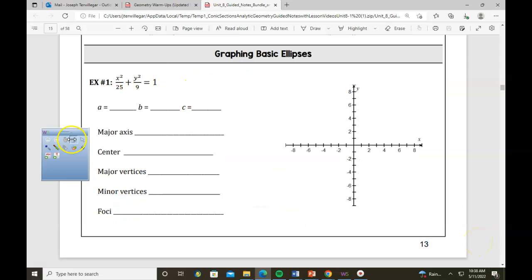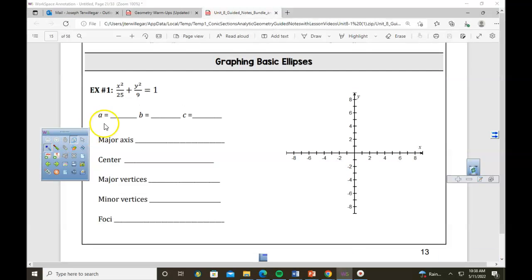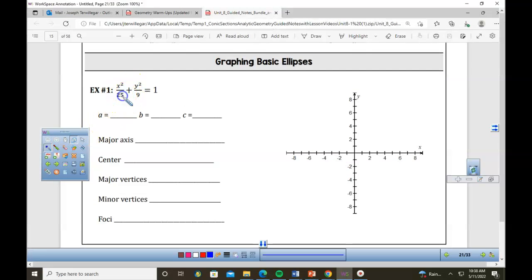Let's graph a basic ellipse. We have x squared over 25 plus y squared over 9 equals 1. Right away, I'm going to find my a, b, and c. So a is going to be my biggest number squared. So a squared is 25, which gives me a is 5. B is always my smaller number. B is not always under y, it can be under x. So b squared is 9, so b is 3.